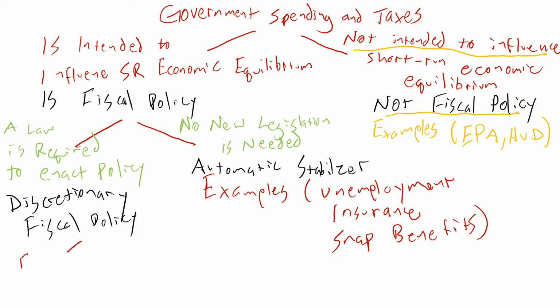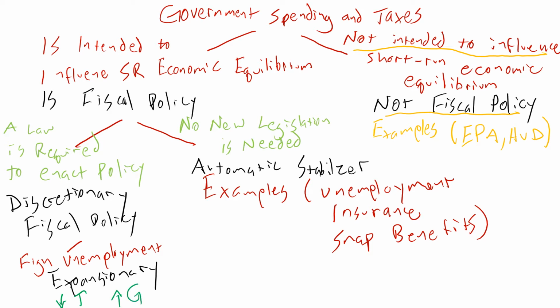So if it's intended to fight unemployment, then it's going to be expansionary. And this is going to require either decreasing taxes or increasing government spending. Now, on the other hand, looks like I left off a T there.